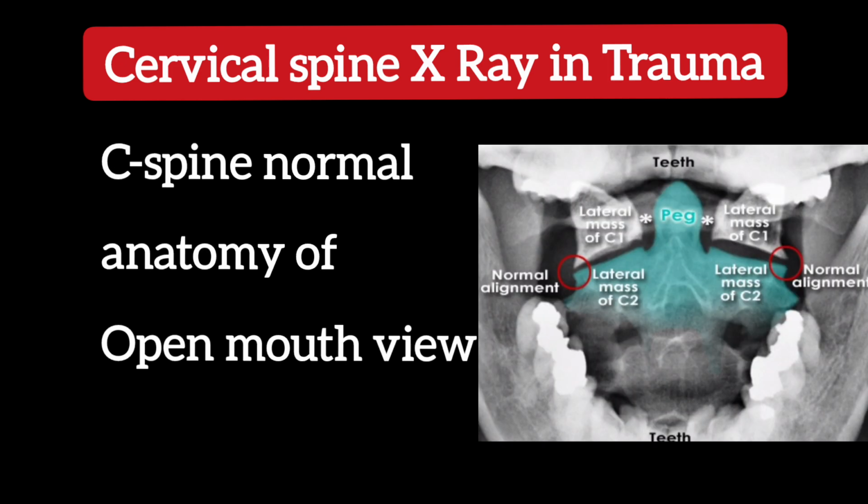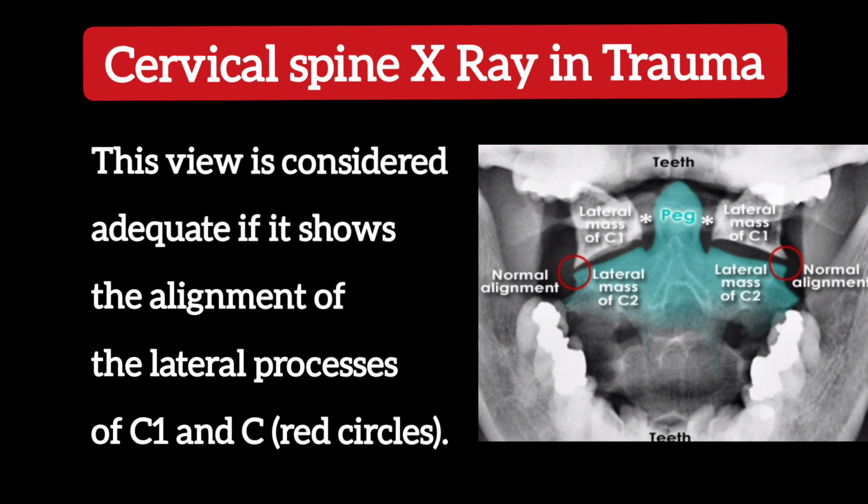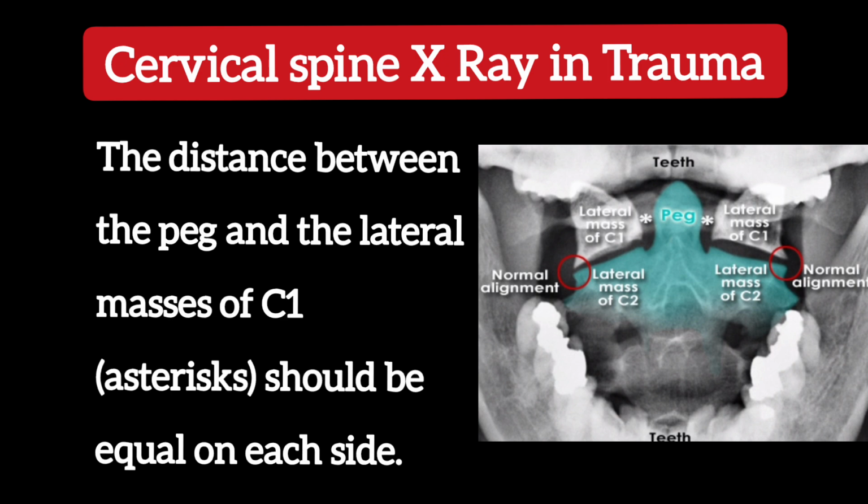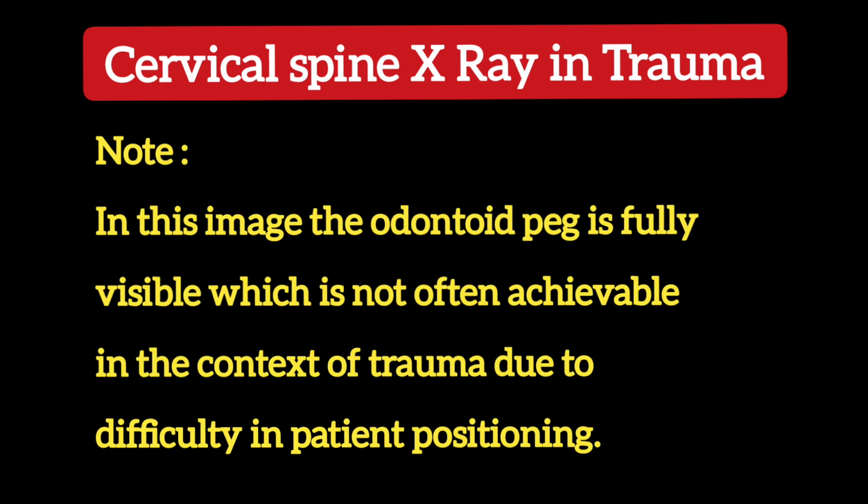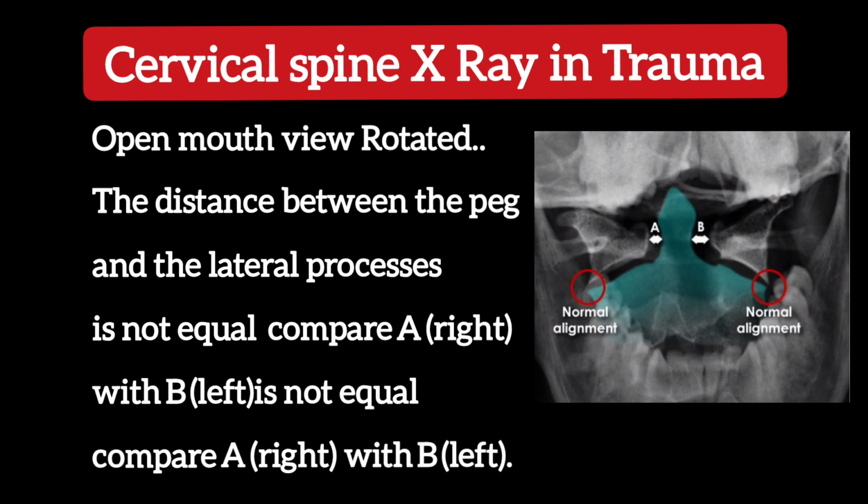C-spine normal anatomy of open mouth view. This view is considered adequate if it shows the alignment of the lateral processes of C1 and C2, red circles. The distance between the peg and the lateral masses of C1 should be equal on each side. Note: in this image the odontoid peg is fully visible, which is not often achievable in the context of trauma due to difficulty in patient positioning.